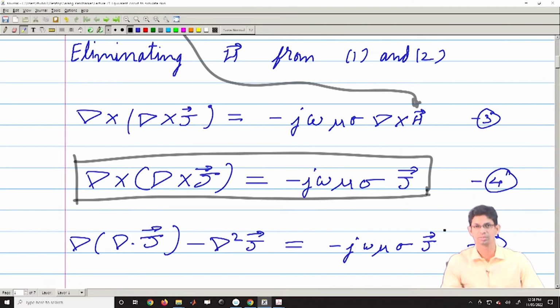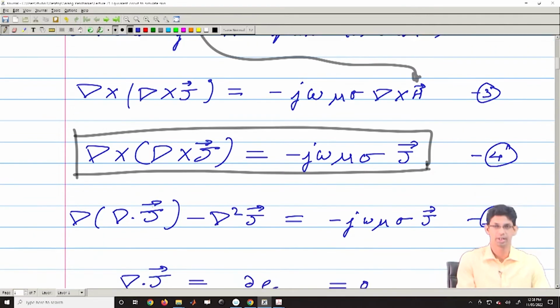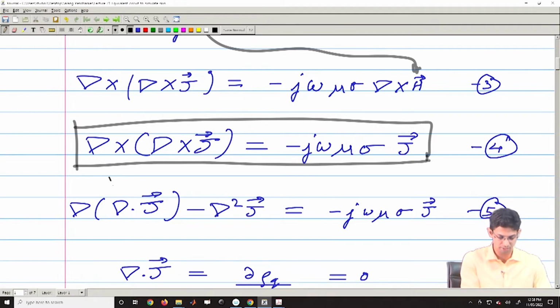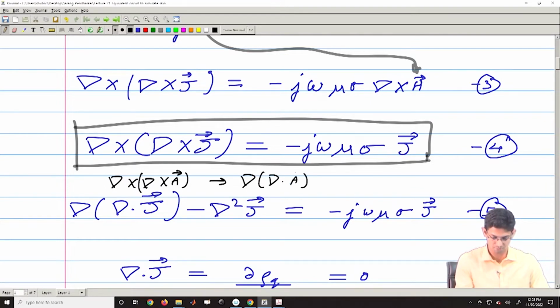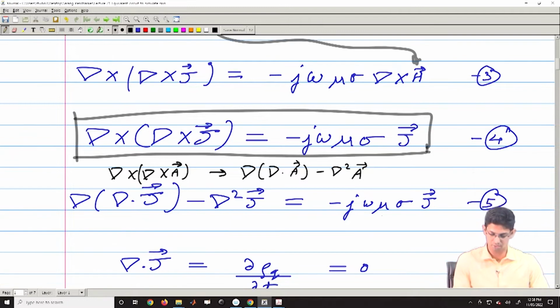This equation is irrespective of the coordinate system. So, whether we take Cartesian coordinate system, spherical or cylindrical, this equation would be valid. This can be further simplified using vector identities. So, I can write this curl of curl of J, suppose this was a vector A, as gradient of divergence of J minus the Laplacian of J. So, if I just do that, I will get this expression.